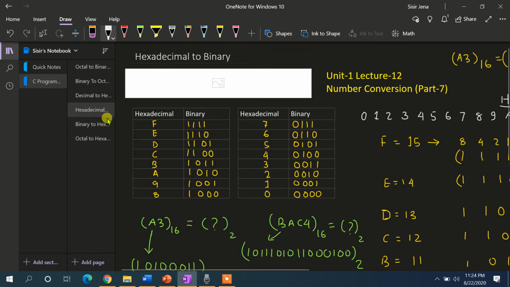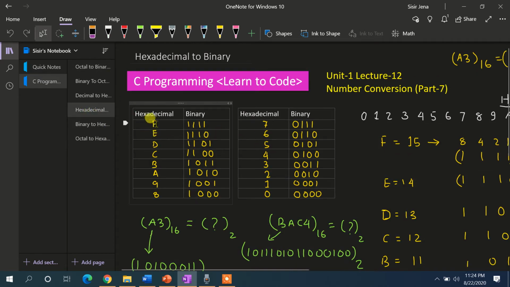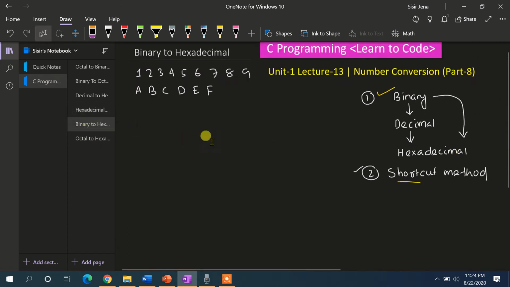So look at here. In the previous class we discussed the hexadecimal numbers and the corresponding binary equivalent. I strongly recommend you watch the unit 1 lecture 12 to understand why I am representing all these hexadecimal numbers with their binary equivalent. So you just recall this value and we can easily convert a given binary number to its corresponding equivalent hexadecimal number. Let us take an example.